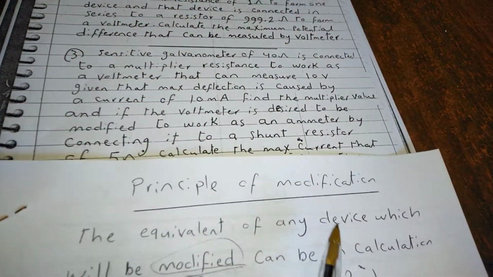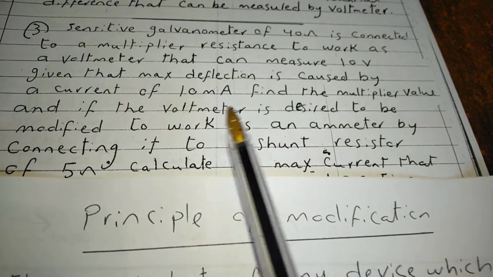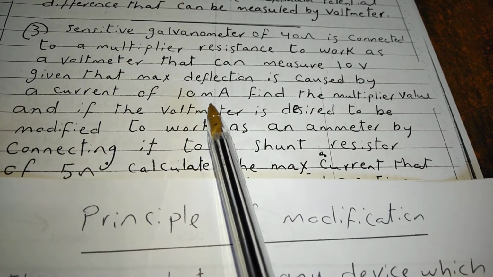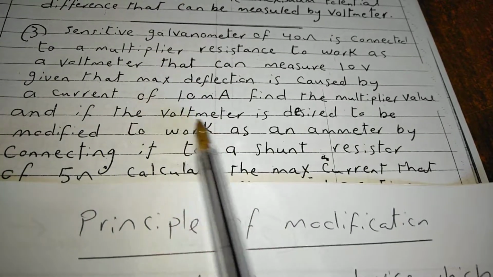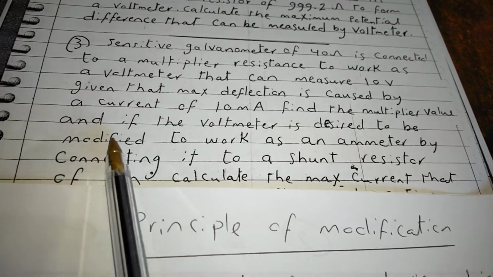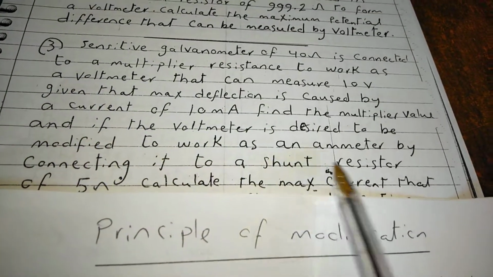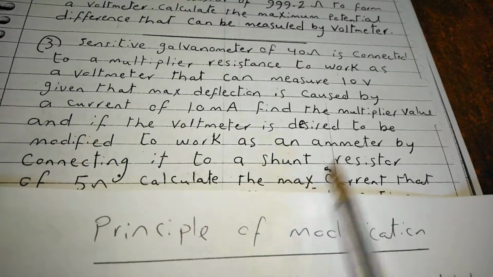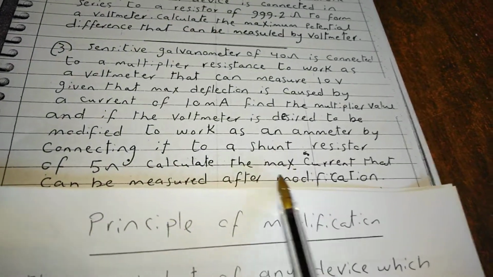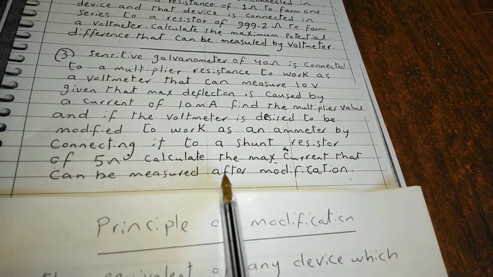The problem here is that he requires us to modify the voltmeter. He didn't say the galvanometer. Pay attention here. If the voltmeter is desired to be modified to work as an ammeter by connecting it to a shunt resistor of 5 ohm, calculate the maximum current that can be measured. Maximum current here is of the new device, the ammeter, after modification.